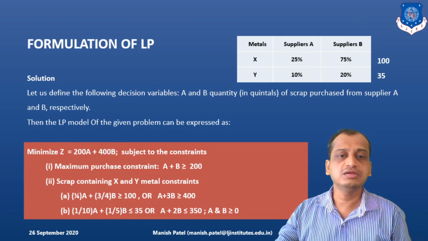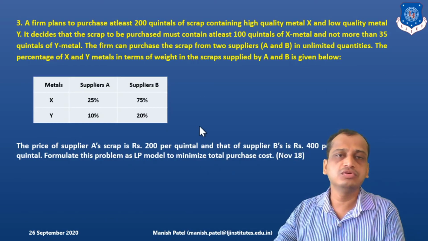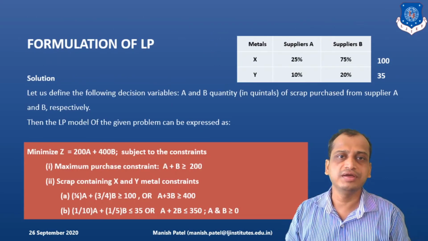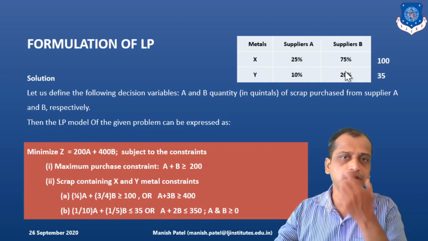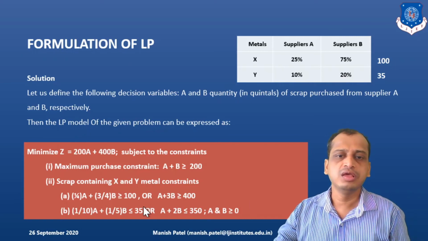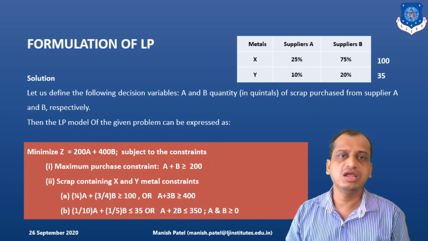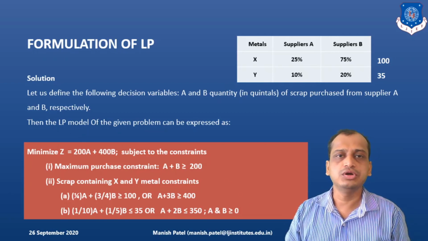Now the other constraint: it should contain not more than 35, which means less than or equal to 35. How did we get 1 by 10 here? 10% is 1 by 10 and 20% is 1 by 5 of B, less than or equal to 35. If we convert into simple form, A plus 2B less than or equal to 350. And obviously the non-negativity constraint is there, A and B should be greater than or equal to 0.